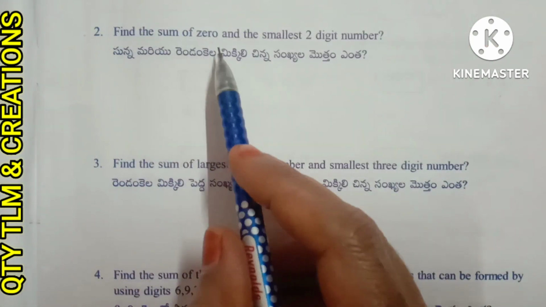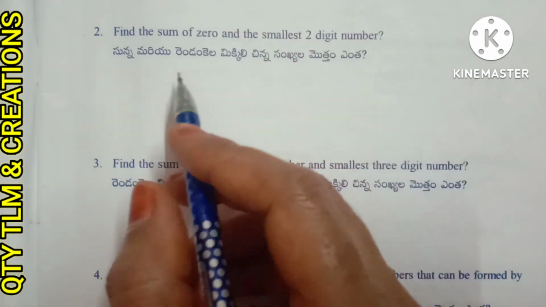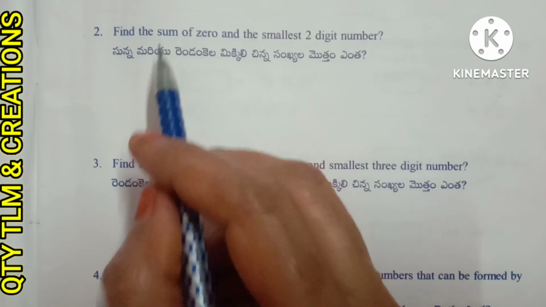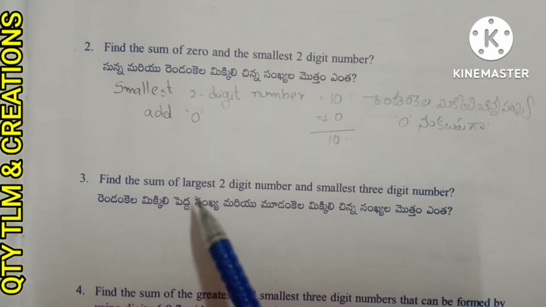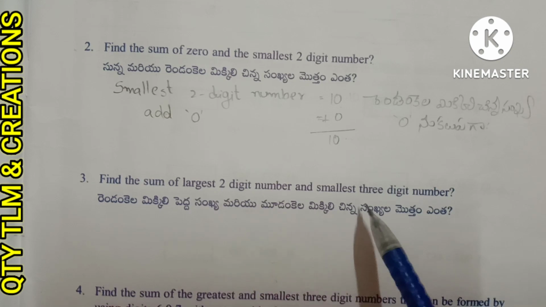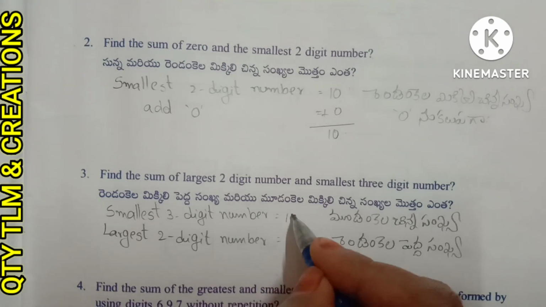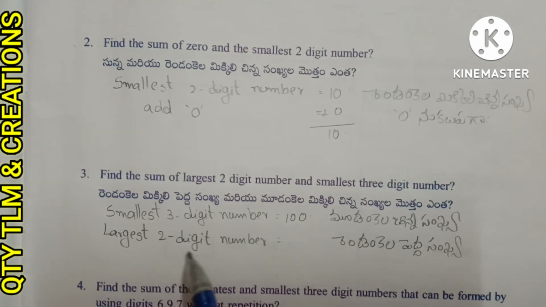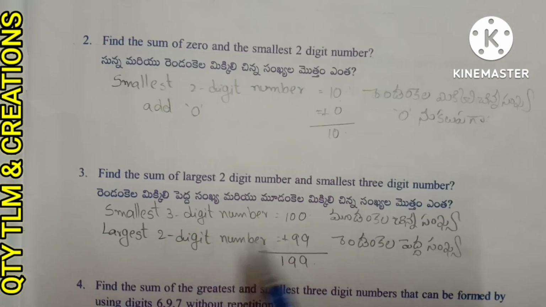Next question, find the sum of 0 and the smallest 2-digit number. Smallest 2-digit number is 10 and we have to add 0. We get 10. Next question, find the sum of largest 2-digit number and smallest 3-digit number. Smallest 3-digit number is 100 and largest 2-digit number is 99. So the sum of these numbers, we get 199.